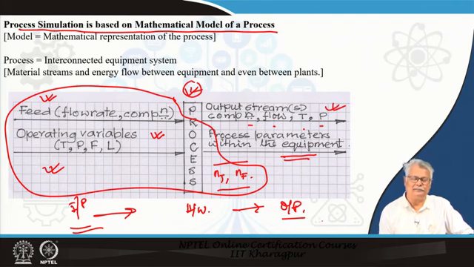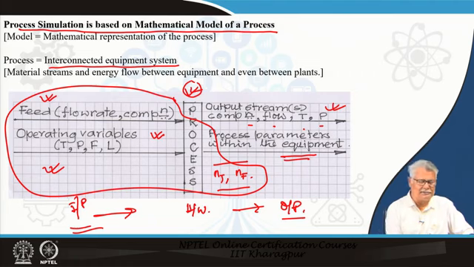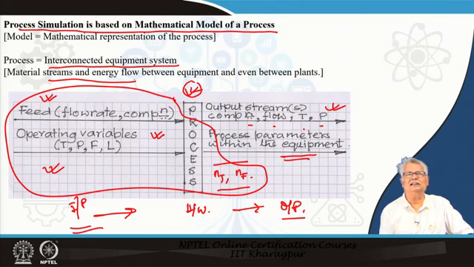Now, in a process you will have different equipment. You have the overhead condenser, you have the reboiler, you have the column, you have a pump, everything. And all these equipment are interconnected in your plant as a system. And between these connected equipment, the streams and energy flow, and sometimes even between plants.